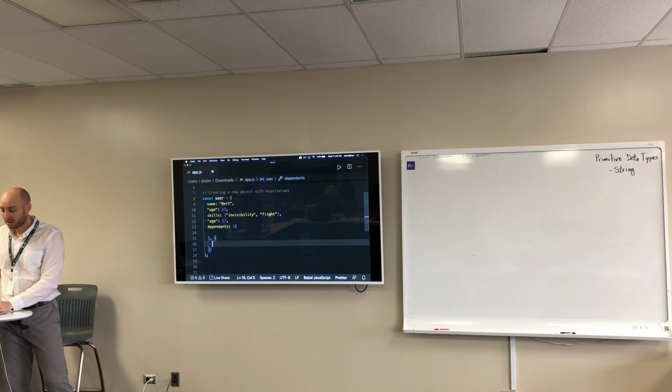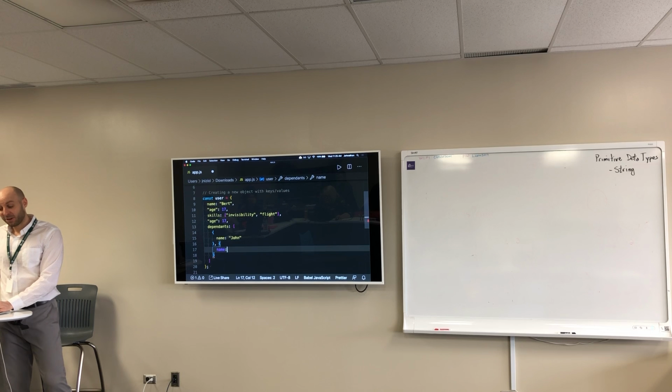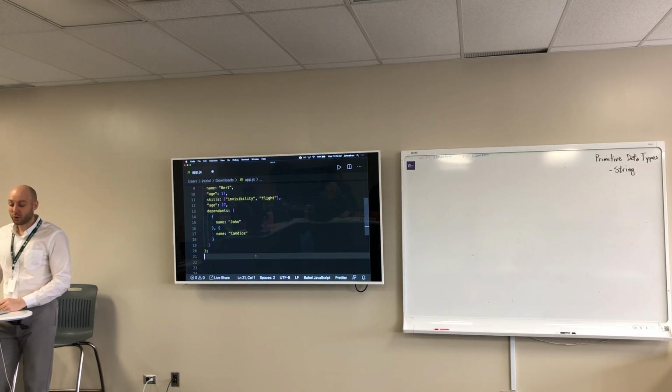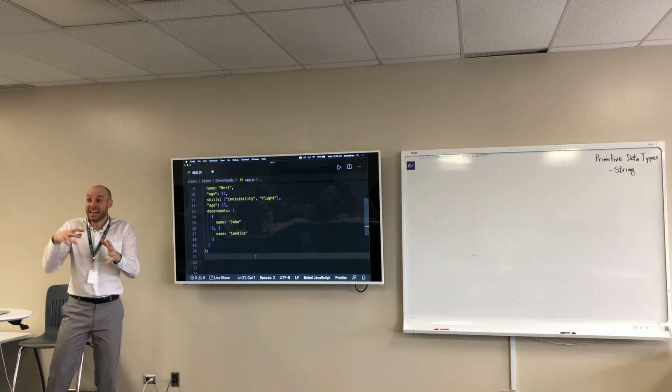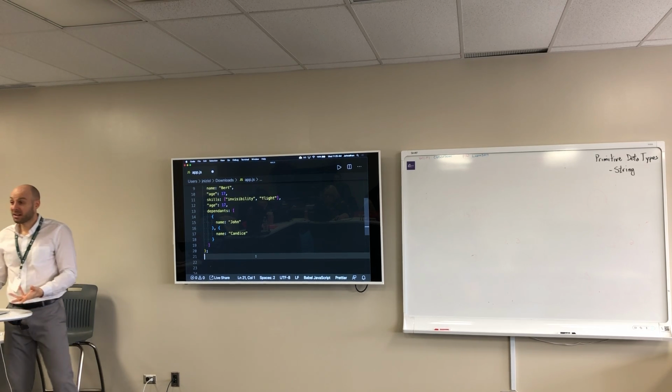their names, right? Name, actually this would look like this. John, Bert has a child. Bert, who's 17, has a child named John and a child named Candace. Okay. So Bert, the object, has a key called dependents, which is an array of names. Like, this can go deep, and it's not uncommon.